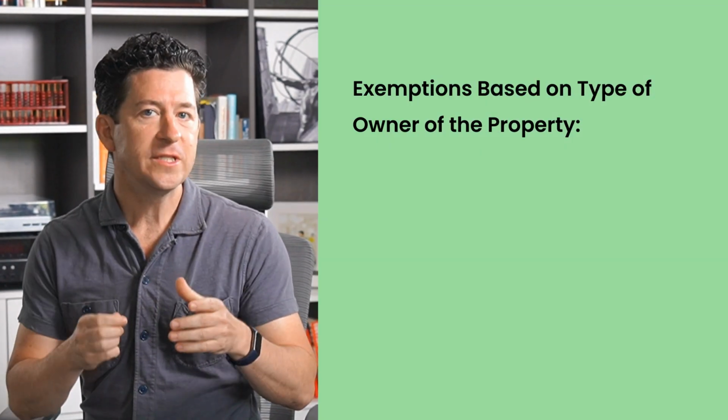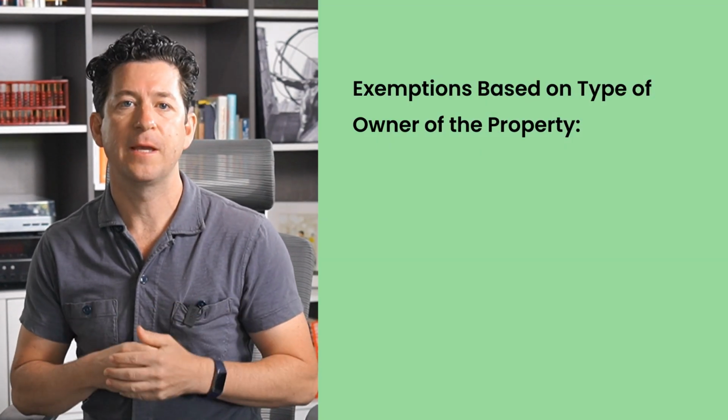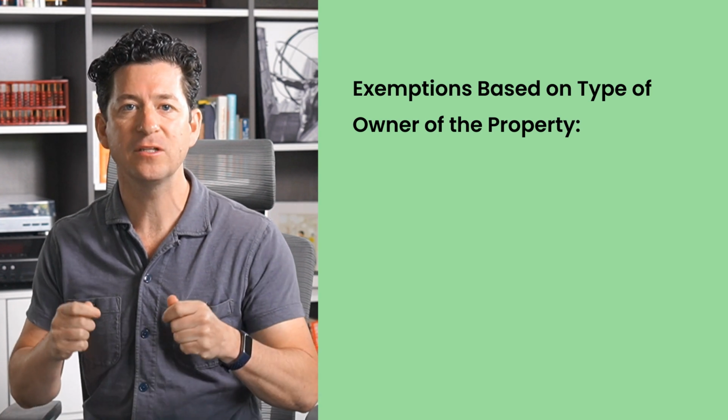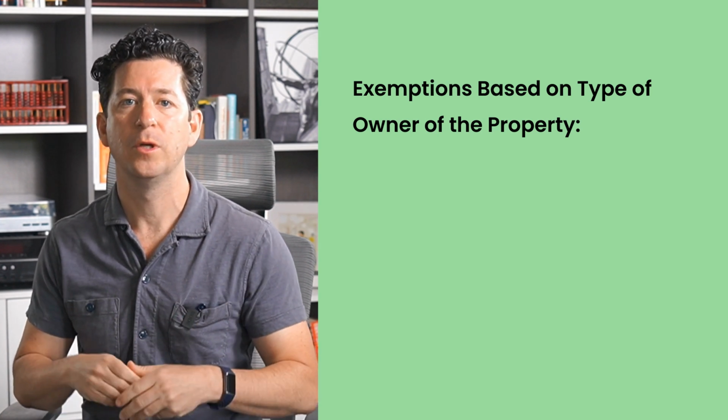Exemptions can be based on the type of owner of the property, the availability of the property, the occupancy of the property, and the location and use of the property. Let's start with the exemptions based on the type of owner of the property. The following types of property owners are exempt from paying the UHT. They may still need to file a UHT return though.